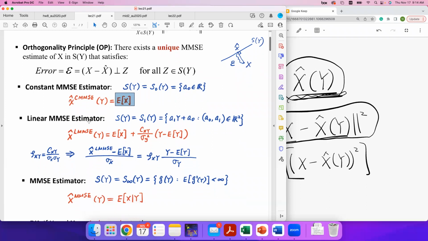The second one is the linear MMSE estimator, where the class is all linear functions of the random variable y. We have derived that the best estimator from this linear class takes this form. So it's a linear function of y, and this function also depends on the mean values of x and y, as well as their covariance and variance. So all these first order and second order statistics of these two random variables.